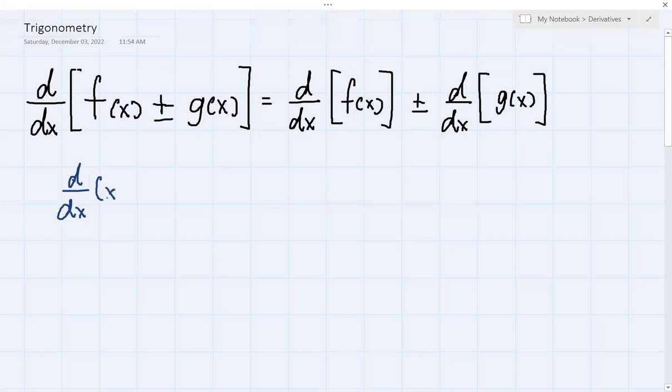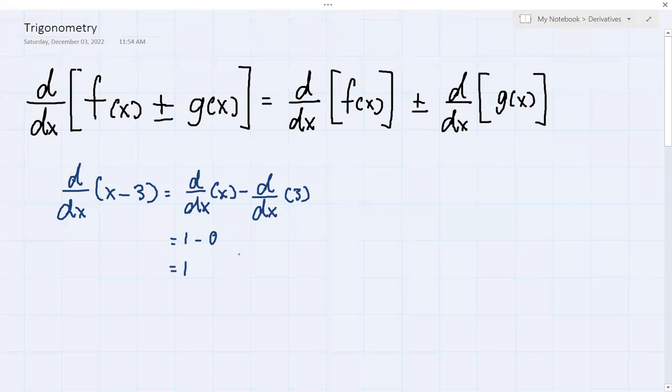So let's just say we have x minus 3. As you can see, we have terms that are separated by the subtraction operation. So we will use the sum and difference rule of differentiation. This would be equal to the derivative of x minus the derivative of 3. So what is the derivative of x? This would be 1 minus the derivative of 3, which is a constant term, 0. Hence, we have 1 as your answer.